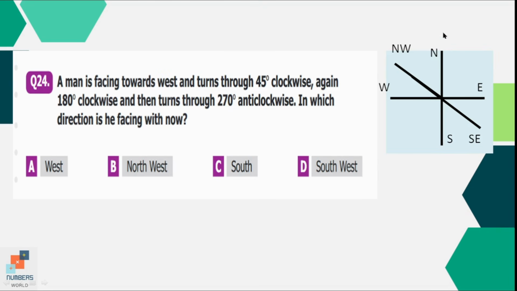Then he turns through 270 degrees anti-clockwise. Anti-clockwise means he is moving backwards. So from southeast to northwest is 180 degrees, but we have to move 270 degrees. So his new direction will be southwest. So option D is the correct option over here.